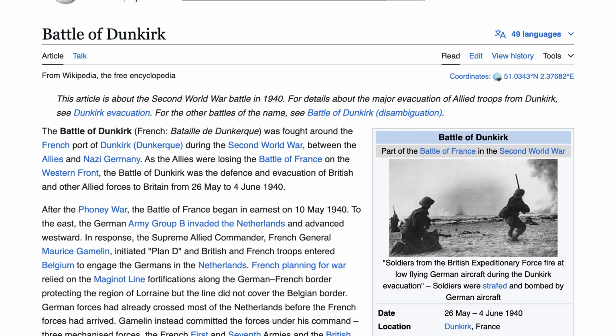French planning for war relied on the Maginot Line fortifications along the German-French border protecting the region of Lorraine, but the line did not cover the Belgian border. German forces had already crossed most of the Netherlands before the French forces had arrived. Gamelin instead committed the forces under his command, 3 mechanized forces, the French 1st and 7th Armies and the British Expeditionary Force, BEF, to the River Dyle.